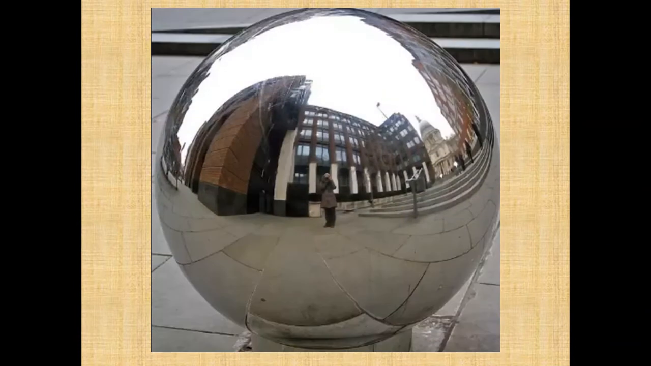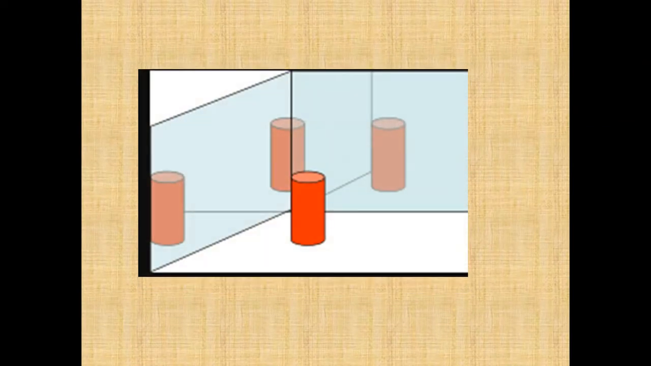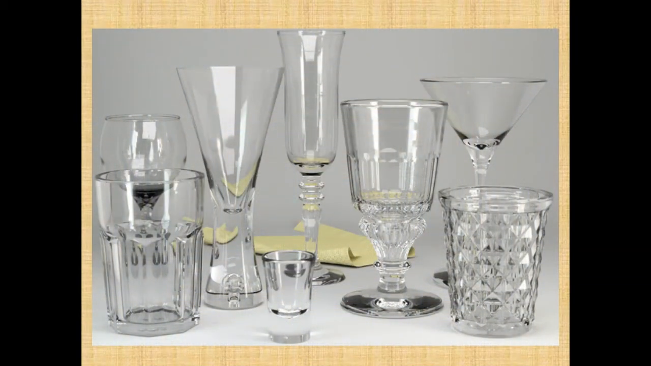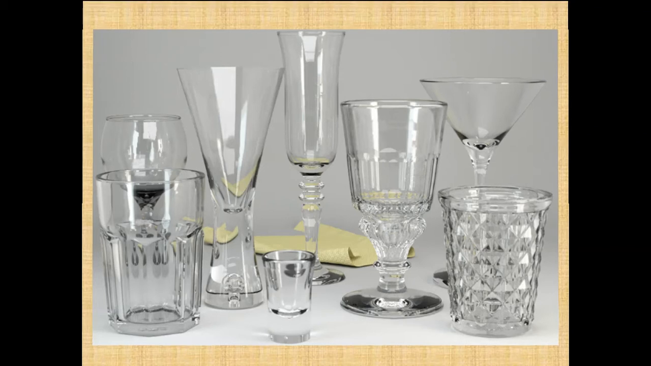So you can see here in this figure a very clear image, because the surface is very smooth and very shiny, like in this case also. And these are the glasses, so you cannot see a proper reflection or proper image, as these are the transparent objects.